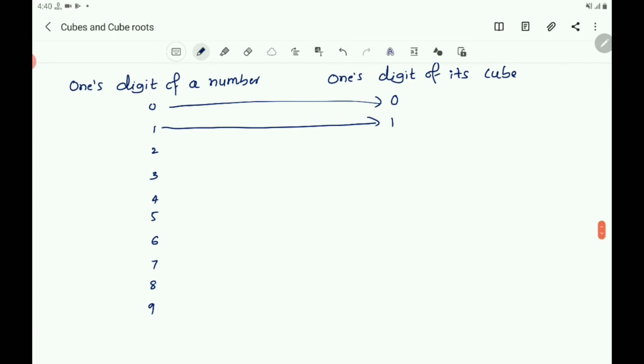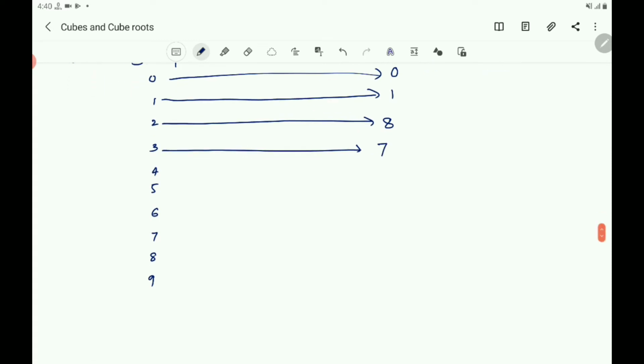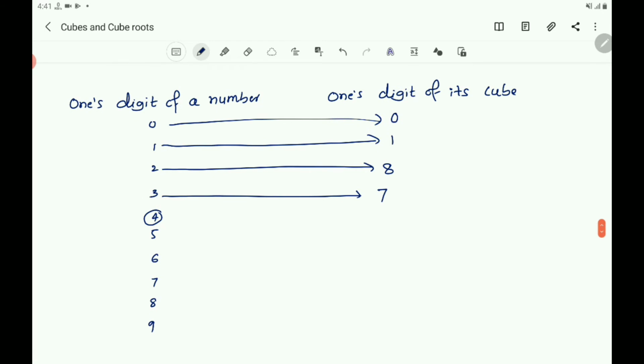Next, if a number has 2 in its unit place, its cube has 8 in the units place, because 2 cube is 8. Next, if a number has 3 in its unit place, its cube has 7 in the units place, because you know that 3 cube is 27. Next, if 4 is in the unit place of a given number, then the cube of that number will have 4 in the units place.